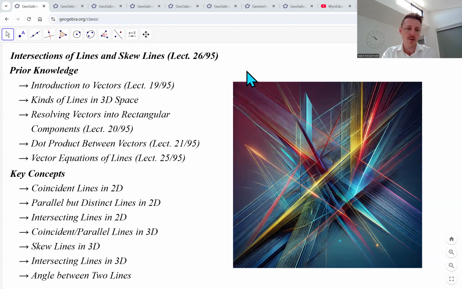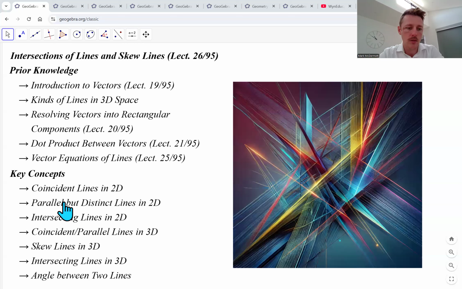So some of the prior knowledge for this is going to be quite detailed. You need to have watched these videos or at least have an understanding of these concepts: introduction to vectors, kinds of lines in 3D space, resolving vectors into rectangular components, what the dot product is, and importantly for this video, vector equations of lines, because in the previous video we spoke about how we can define a line in space using a vector equation, and now we're going to start talking about what it's like for two lines to intersect or to be parallel or to be coincident and that sort of stuff.